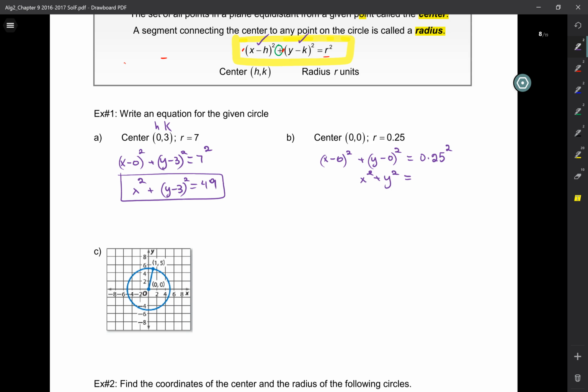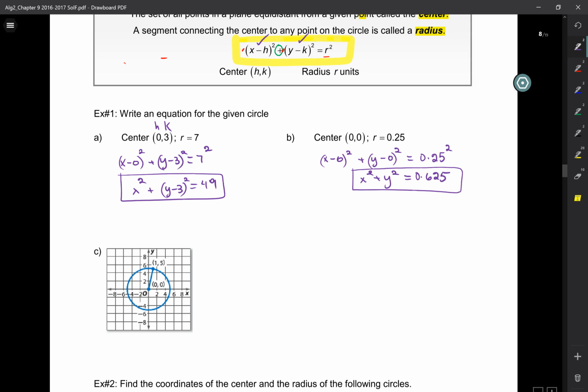Point 0.625, thank you. Did you know that already? Or does that just sound right? Well, 25 squared is 625, right? Yes, okay.